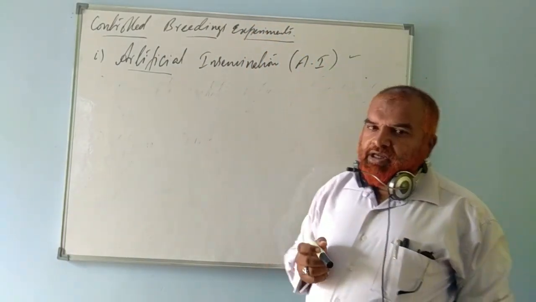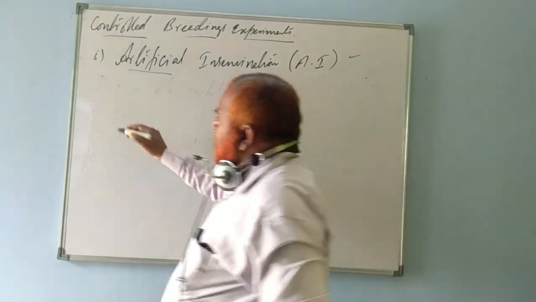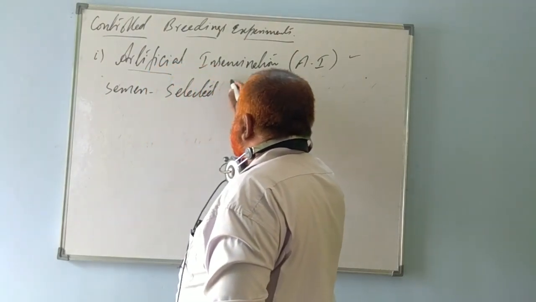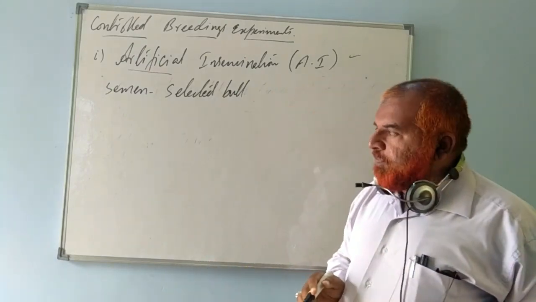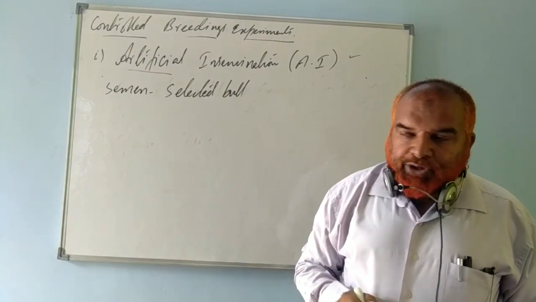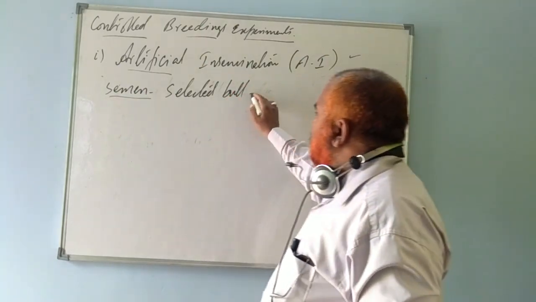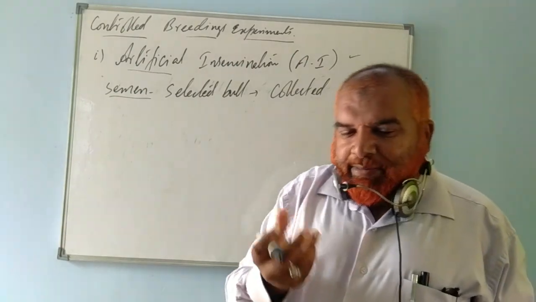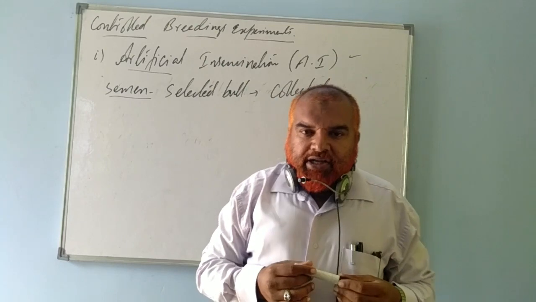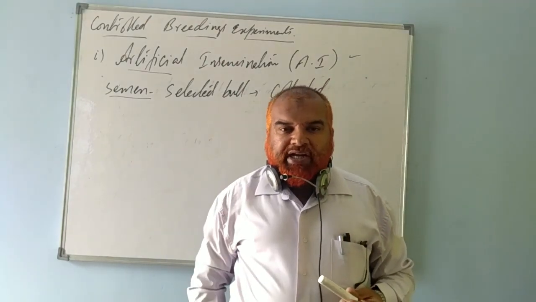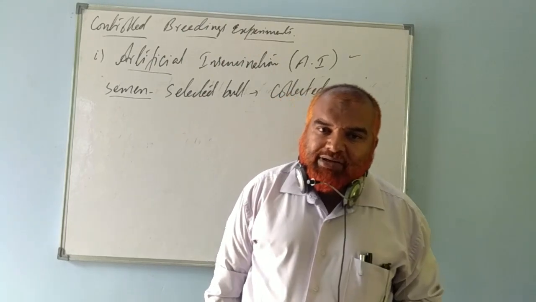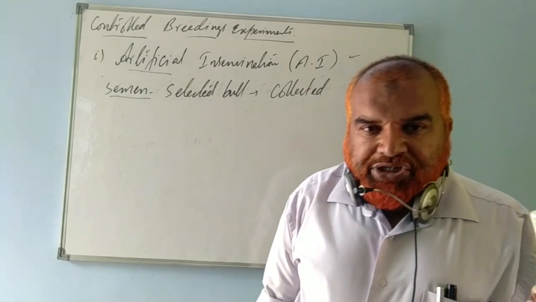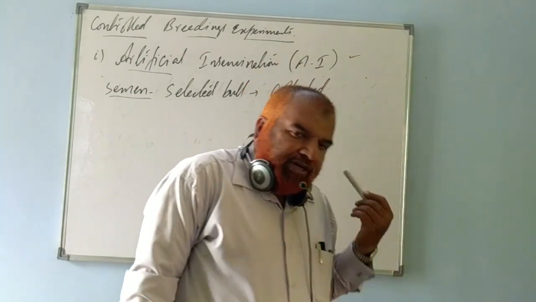By using syringes, semen is collected. What is happening in this process? The semen is collected from the selected bull, an elite bull, or the breed which you are using for the purpose of crossbreeding. How is it collected? By stimulation of that bull. Ejaculation is the process of releasing semen from the male reproductive organ. So by artificial means the semen is ejaculated from the bull.